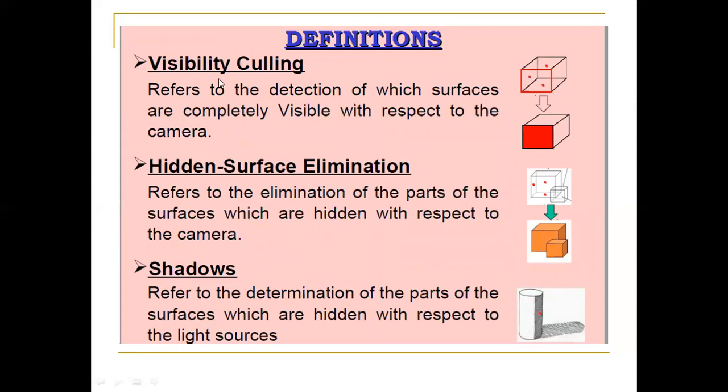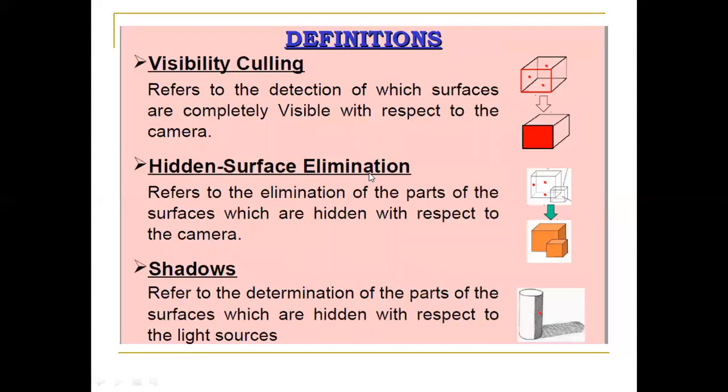We have a few definitions here. The first definition is visibility culling. The meaning of culling is nothing but detecting, right? So visibility culling refers to the detection of which surfaces are completely visible with respect to the camera. From the camera point of view, which particular faces are visible? Take the example of this box here. I am taking the front view of the camera. If I see from the front, this particular part of the box is visible, right? So that is what we mean by visibility culling: detecting which surfaces are completely visible with respect to the camera.